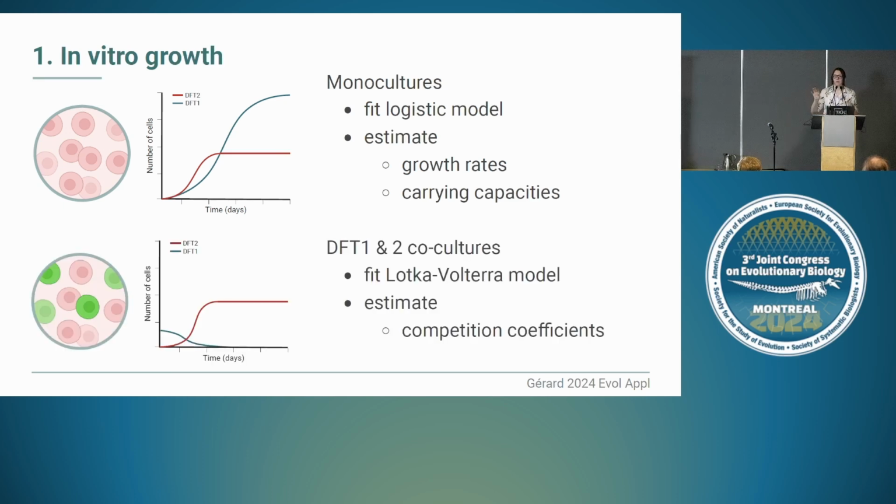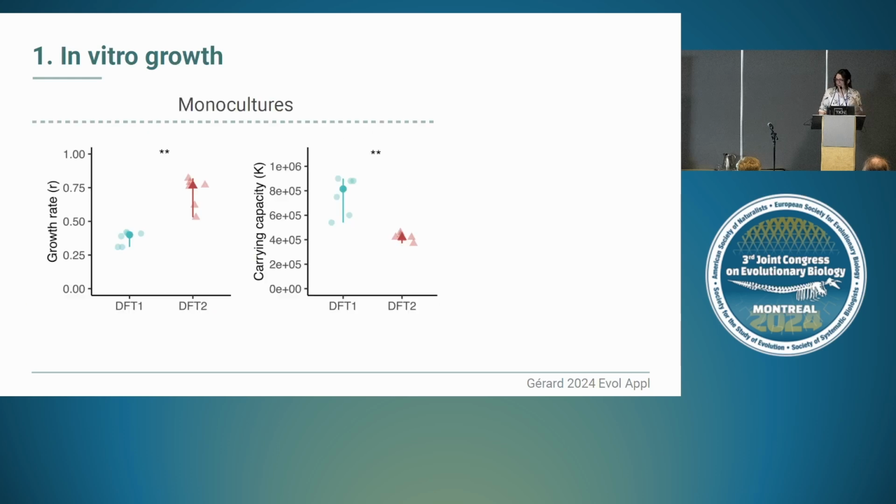So by labeling one of the DFTs with GFP, we were able to culture them together and to count them respectively and see how they would perform in competition. We fitted a Lotka-Volterra competition model in order to estimate competition coefficients. And this brings me to my first set of results.